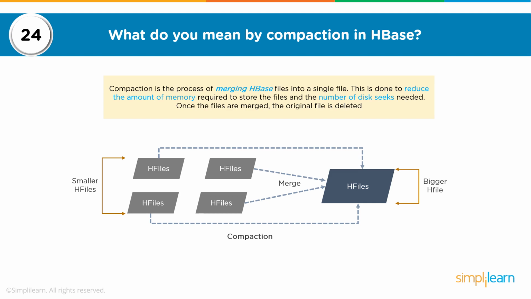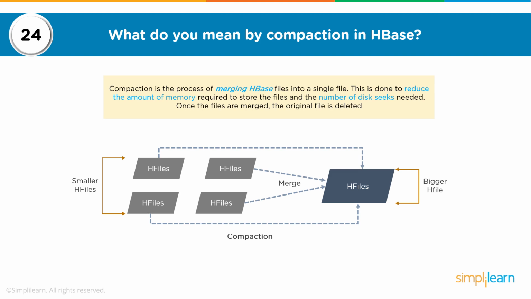Moving further, what do we mean by compaction in HBase? Now, we all know that HBase is a NoSQL database which can be used to store a huge amount of data. However, whenever data is written in HBase, it is first written to what we call the write ahead log, and also to the memstore, which is the write cache. Now, once the data is written in the WAL and your memstore, it is offloaded to form an internal HBase format file, which is called an HFile.